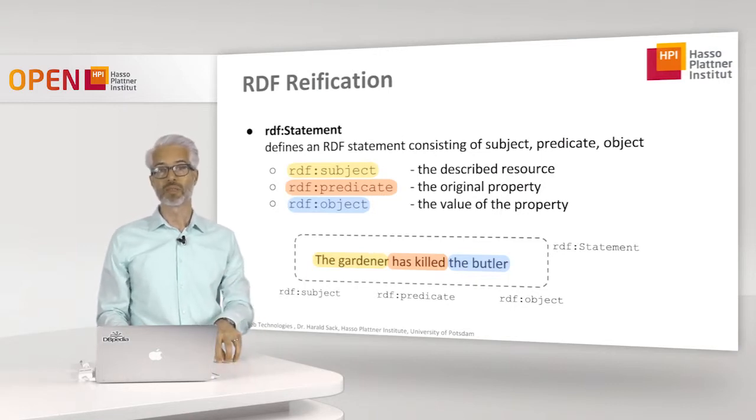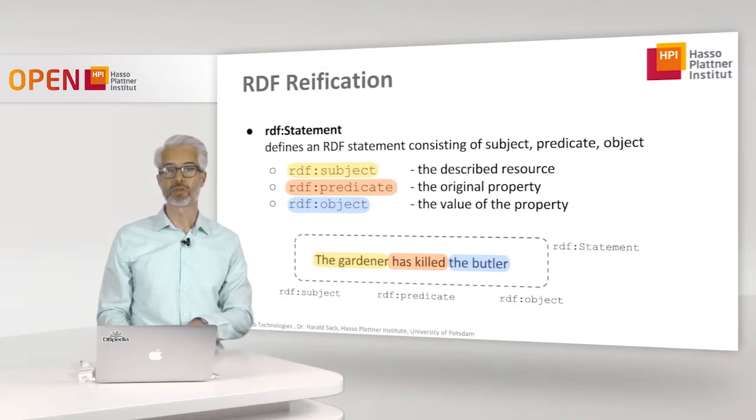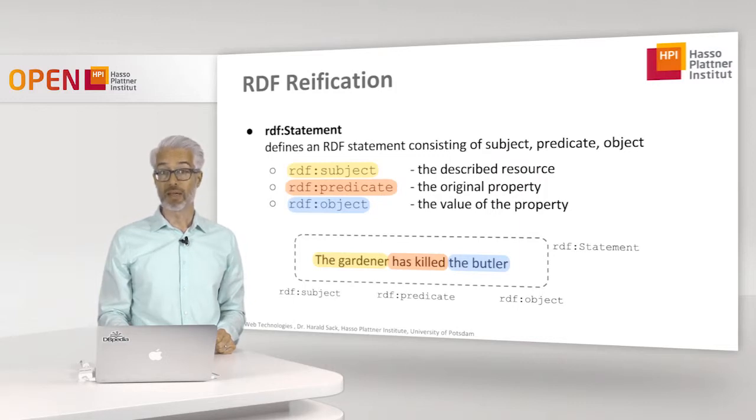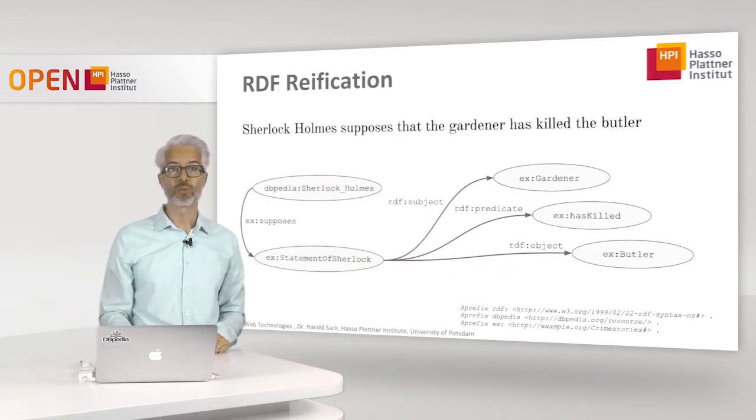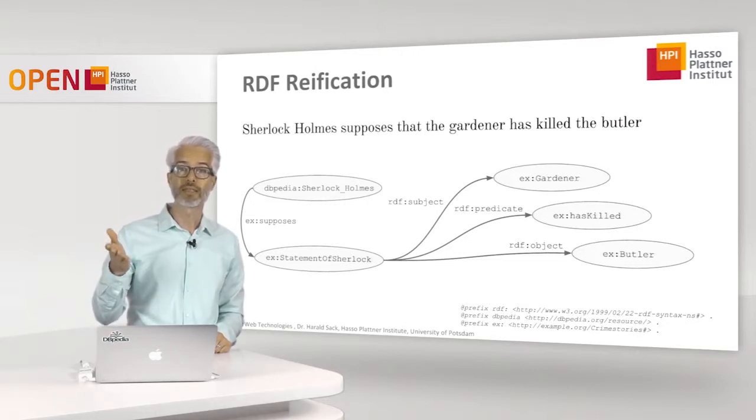So the gardener would be the RDF subject, has killed would be the RDF predicate, and the butler would be the RDF object. And all this is then referred to as an RDF statement, and the RDF statement itself can be used as an object of another statement. So this works the following way. We have here Sherlock Holmes supposes a statement, and I have given this statement a URI, which is then statement of Sherlock. And this statement consists of the three parts, subject, predicate, and object, which say the gardener has killed the butler.